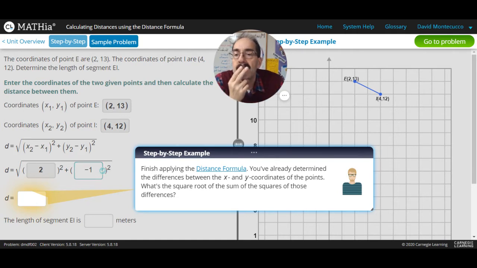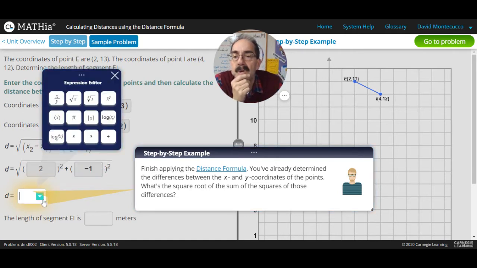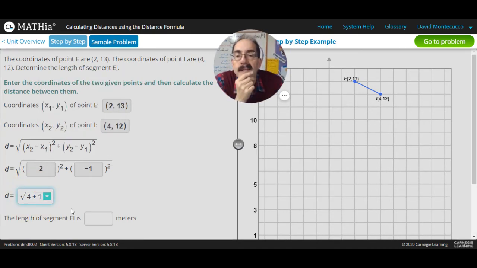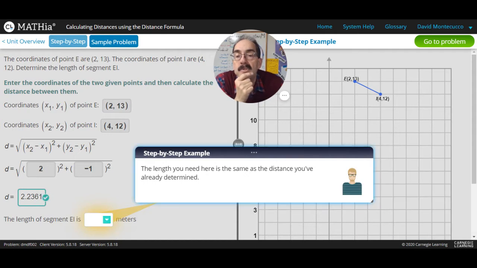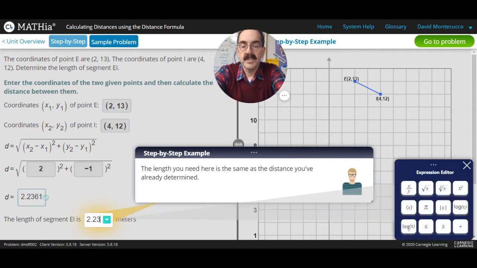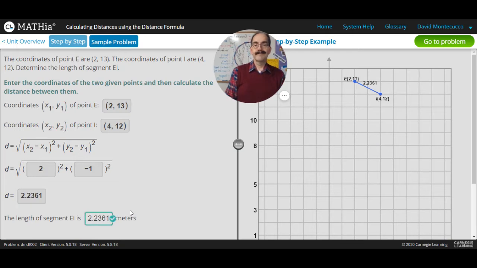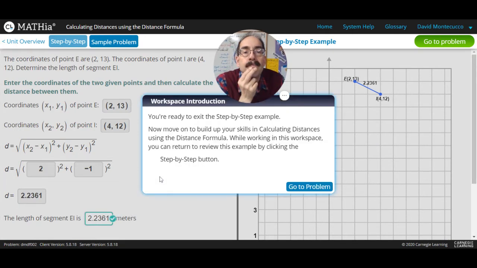So now the distance is the square root. 2 times 2 is 4 plus 1 times 1. Negative 1 times a negative, whoop, what happened there? Plus negative times a negative is a positive. 1 times 1 is 1. Enter. It does the math for you. And so 2.2361, enter. Cool. All right, you are ready to exit and start the next problem.